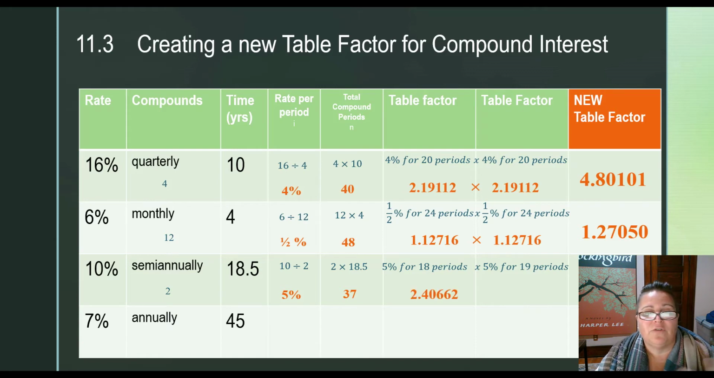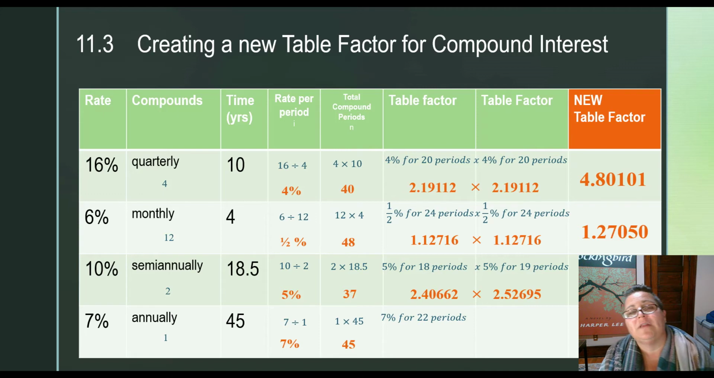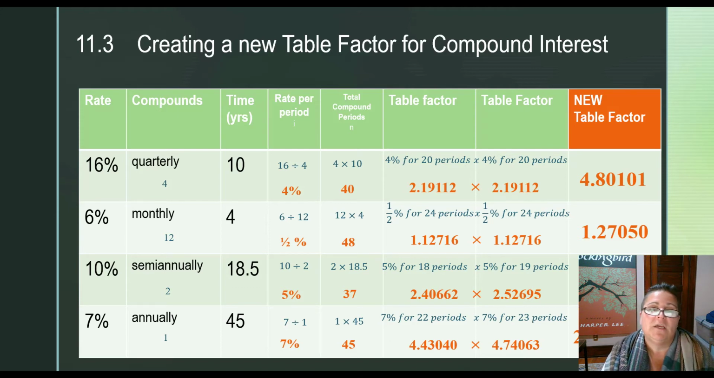Looking up 5% for 18 periods, we get 2.40662, and 5% for 19 periods gets us 2.52695. Multiplying those two together, you should get 6.08141, and yes, I am blocking that number. For the last one, I'm just going to go ahead and click through here. It is only annually, so the 7% stays the same. 45 years breaks down into 22 and 23, and you should have a final table factor of 21.00289.